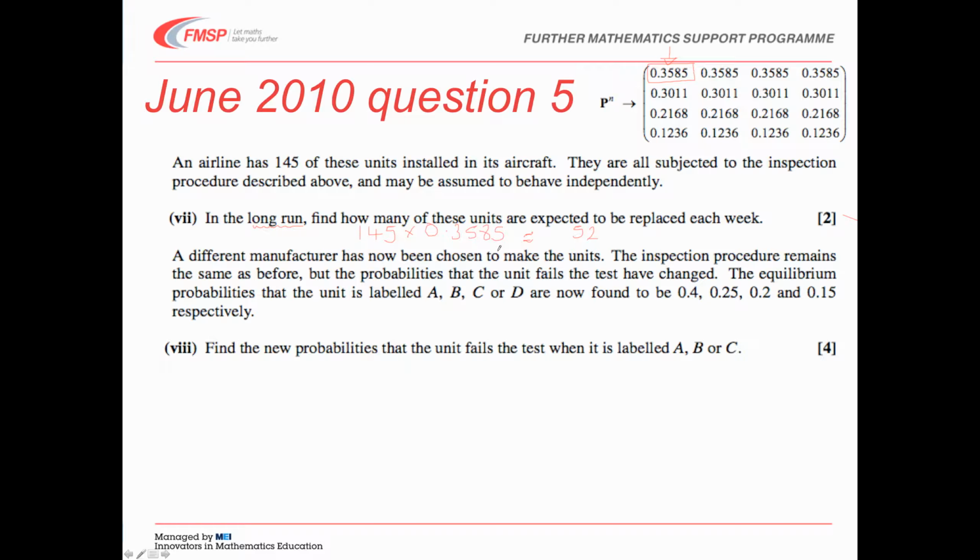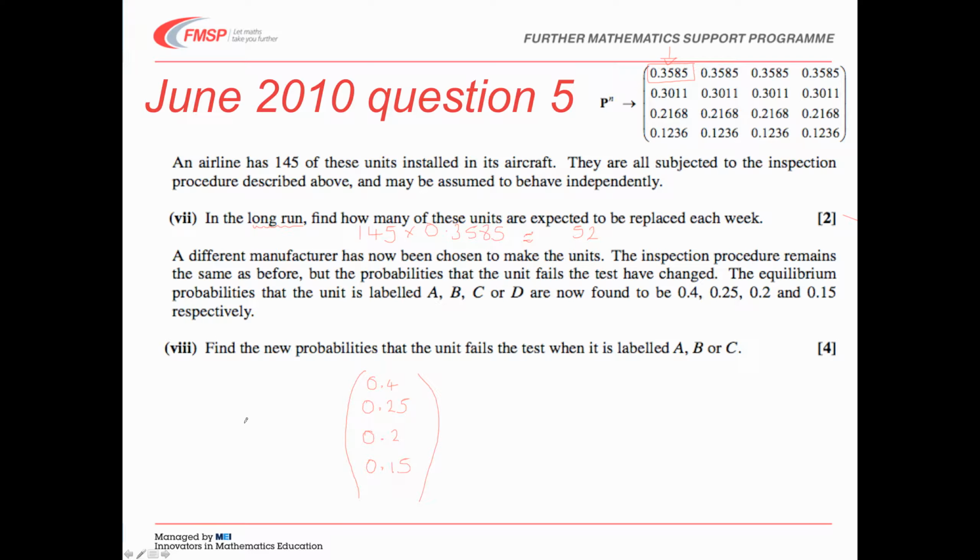And then we get a slightly different bit, and this is common to the Markov chain questions. At the last section, we'll be doing something slightly different, maybe something slightly unusual that you haven't seen before, or looking at things backwards a bit, or it might have a different matrix that you're working with. In this case, we've got a different manufacturer has now been chosen to make the units. The inspection procedure remains the same, but the probability the unit fails the test have changed. The equilibrium probabilities are now found to be, so in this case they're giving us the equilibrium probabilities, 0.4, 0.25, 0.2 and 0.15.